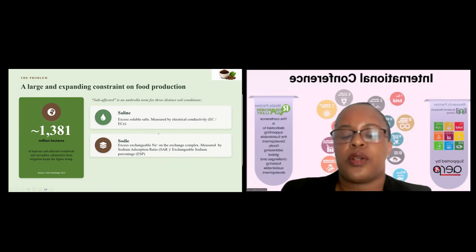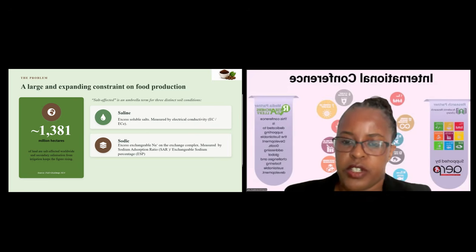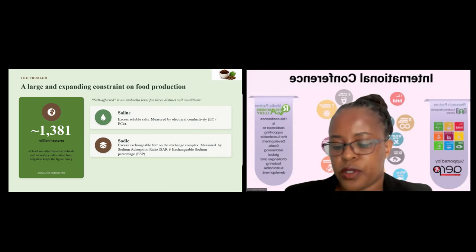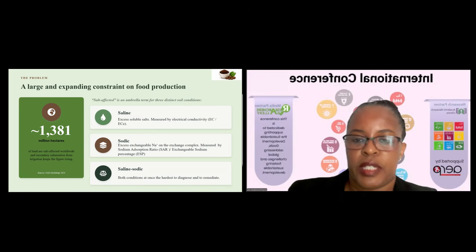Okay, and then sodic soils, these are soils that have excess exchangeable sodium. This is measured by the sodium adsorption ratio or the exchangeable sodium percentage. And then saline-sodic, these have both conditions, and these are the hardest to diagnose and remediate.